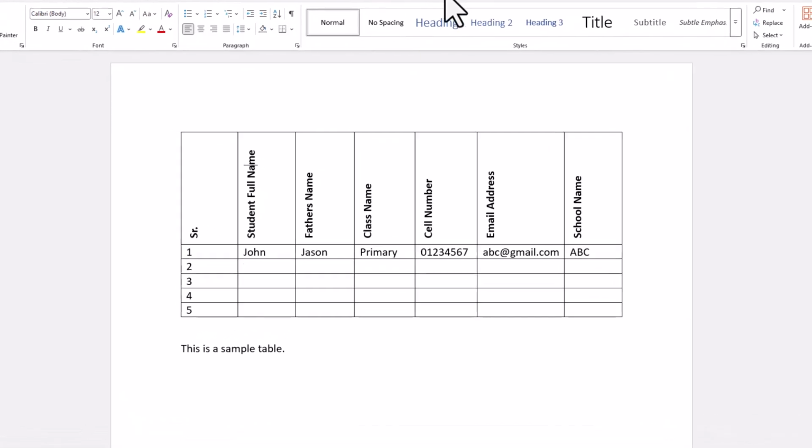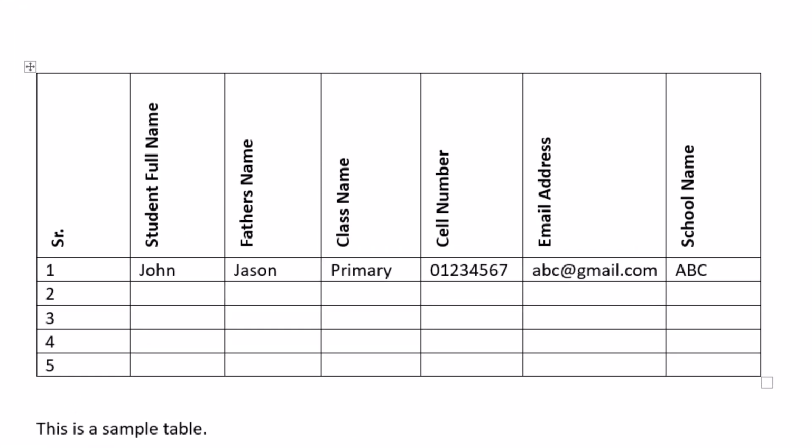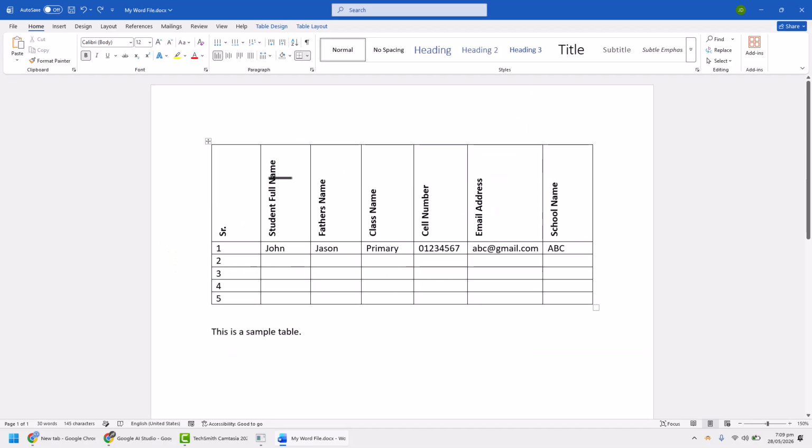Today, you will learn how to change text direction in a Microsoft Word table from vertical to horizontal in the easiest way possible. First, click inside the table cell that contains the vertical text. Make sure the cursor is blinking inside that cell.